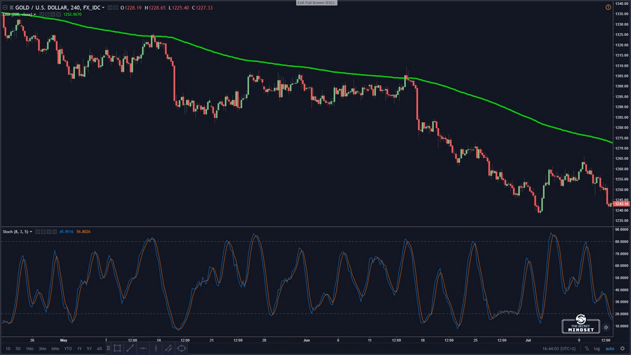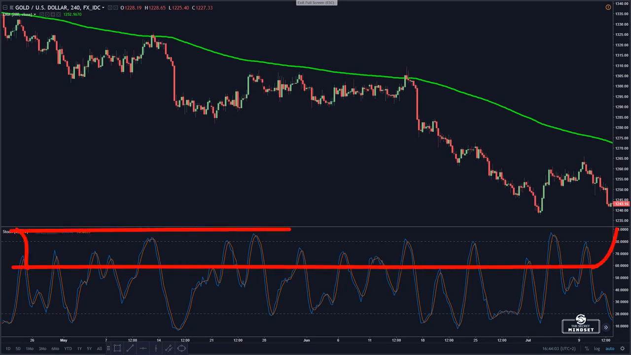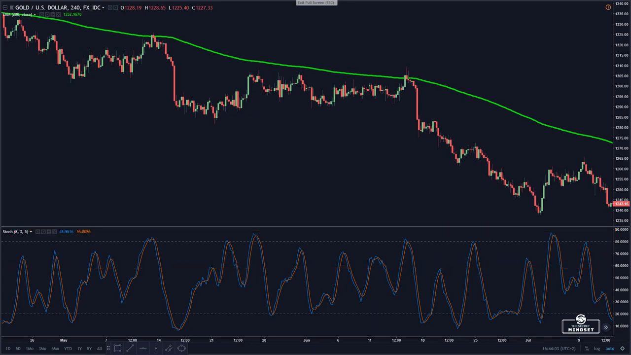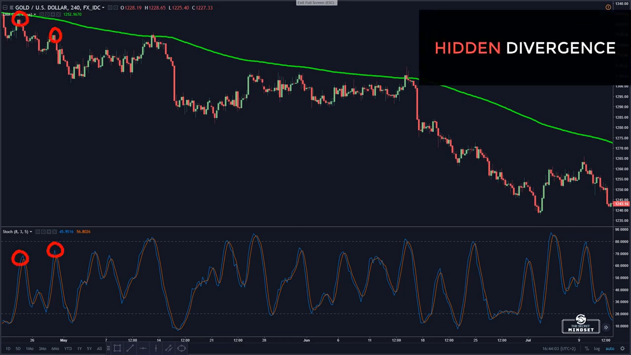Let's look at this gold chart also on the 4 hours time frame. We established the downward trend with a 200 EMA, and we start searching for divergences on the upper side of the indicator this time. The first signal was a short entry after a hidden divergence.